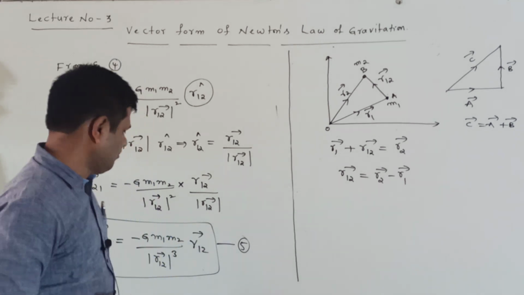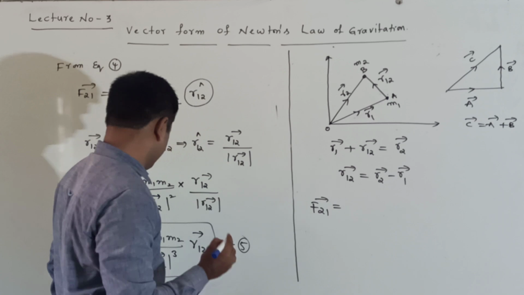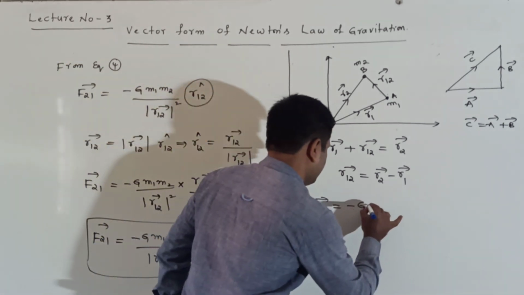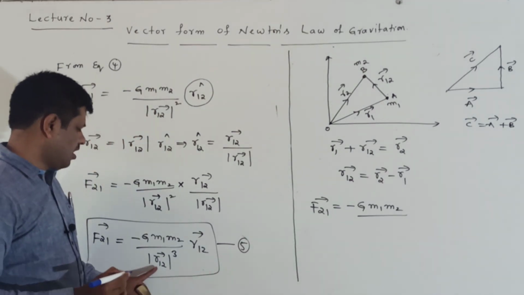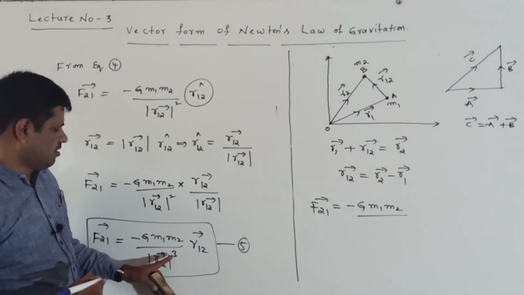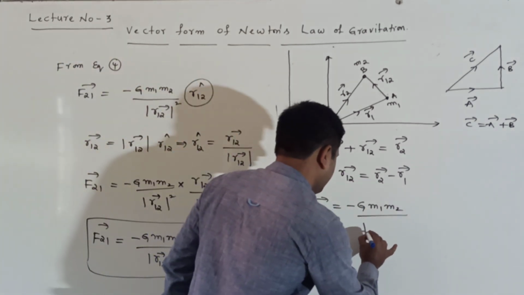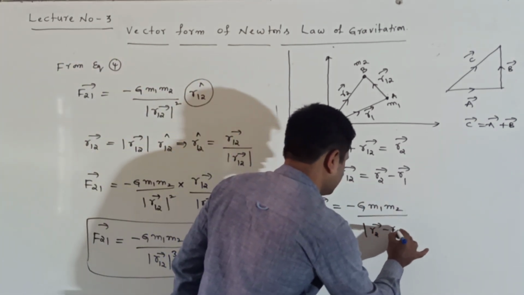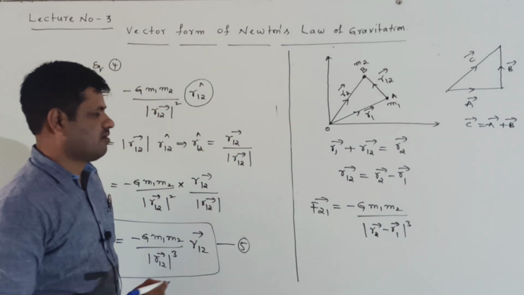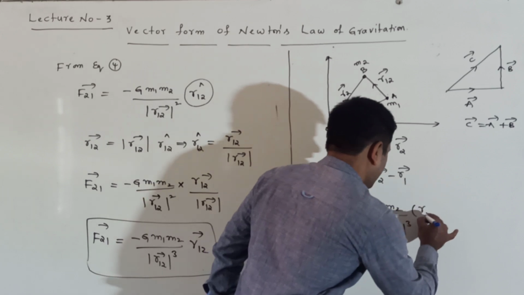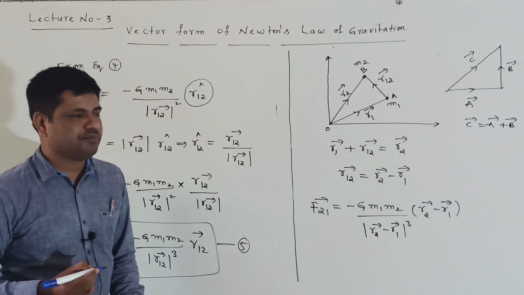We can get another form, which can be written as F21 bar is equal to minus G into M1 M2 by mod R12 whole cube, times R12 bar. Here R12 is equal to mod of R2 bar minus R1 bar, whole cube. In place of R12, I am writing R2 minus R1, and here also R2 minus R1. This is for F21 bar.